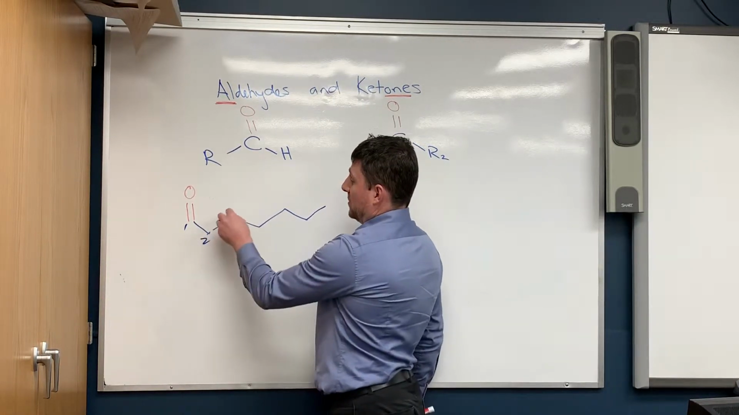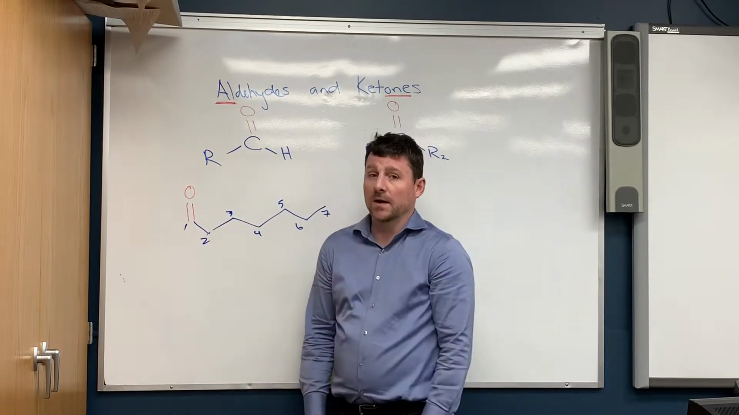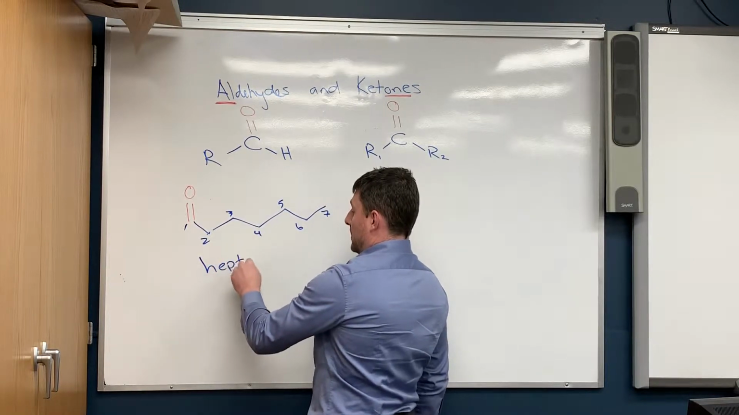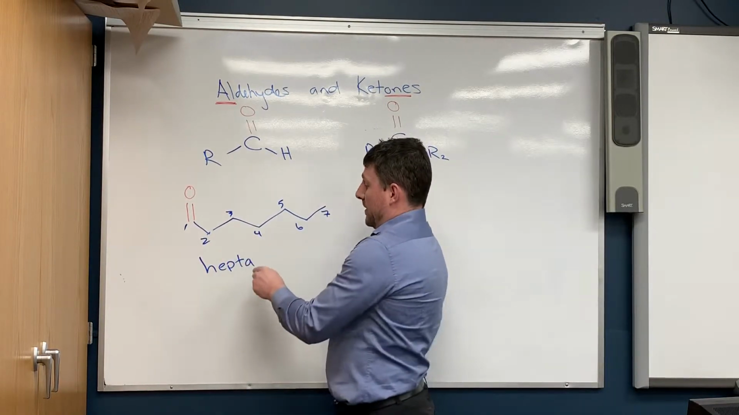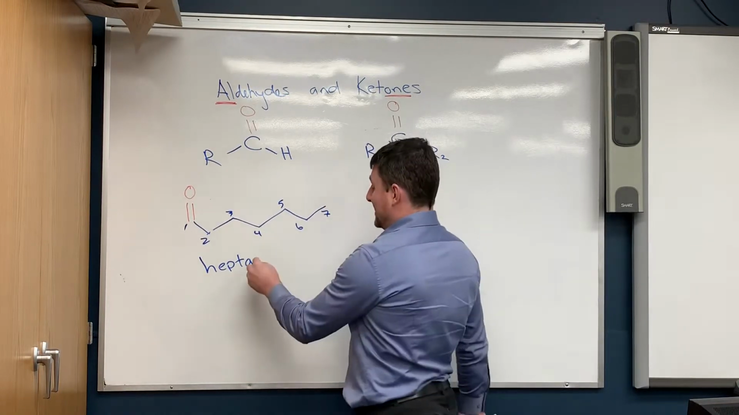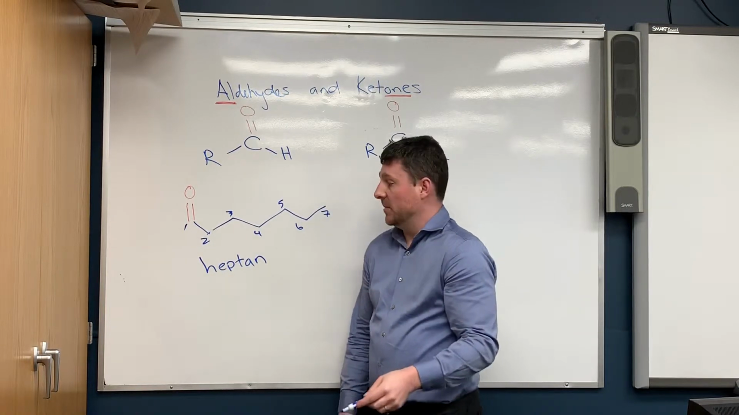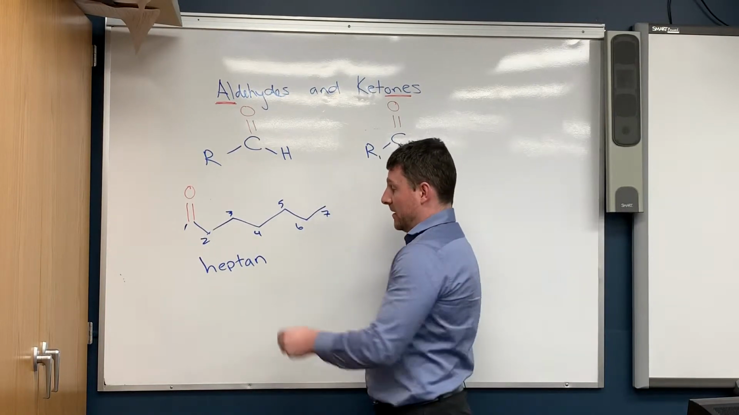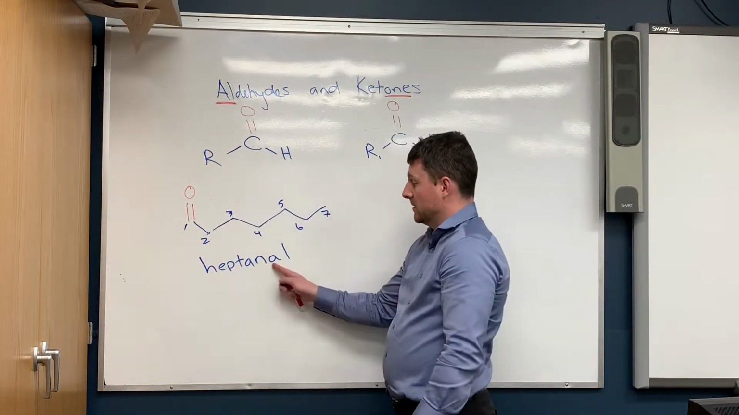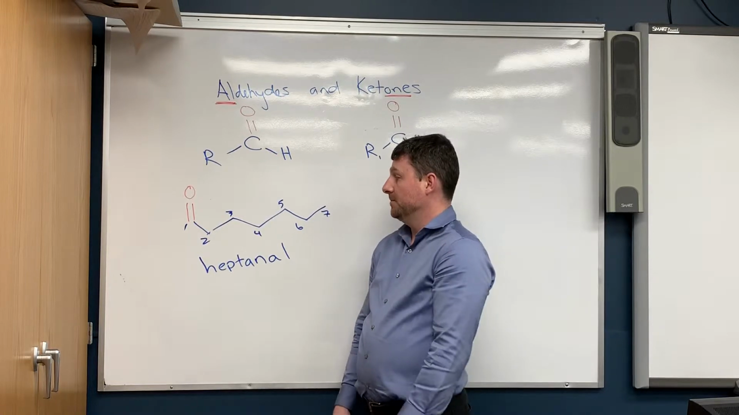And then that makes this 2, 3, 4, 5, 6, 7. So this will just be hepta. And then instead of heptane, we're not going to put an E at the end. We're going to put AL at the end for aldehyde. So it's like the beginning of the word aldehyde. So it's heptanal, and that's what this is.